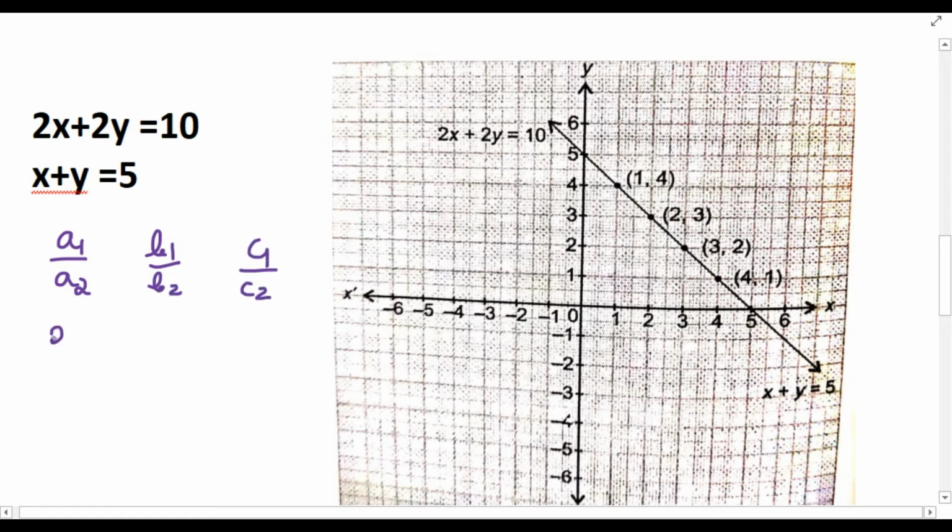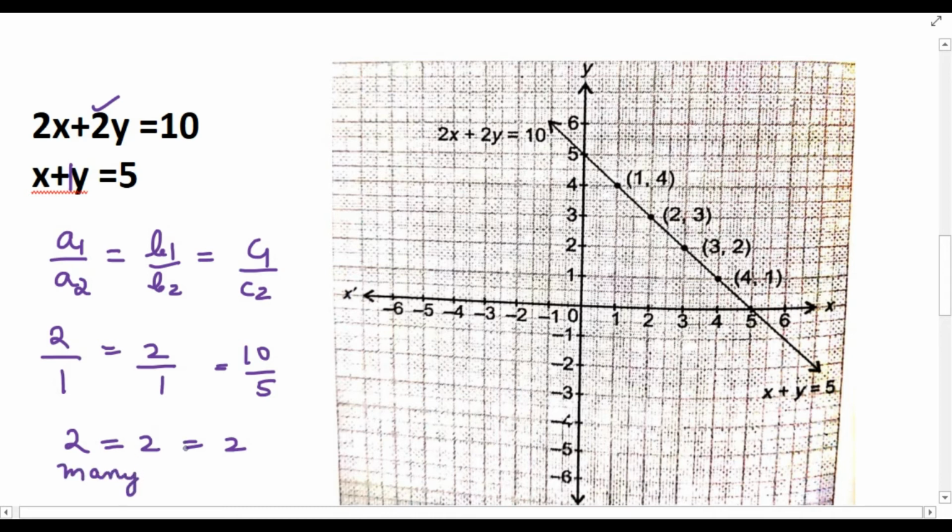The first ratio is 2 by 1. The second one is also 2 by 1. You can see the coefficient of y is 2 here and the coefficient of y here is 1. The third one is 10 by 5. You can simplify this. This is 2 equal to 2 equal to 2. That means A1 by A2 equal to B1 by B2 equal to C1 by C2. So when A1 by A2 equal to B1 by B2 equal to C1 by C2, that pair of linear equations will have many solutions.